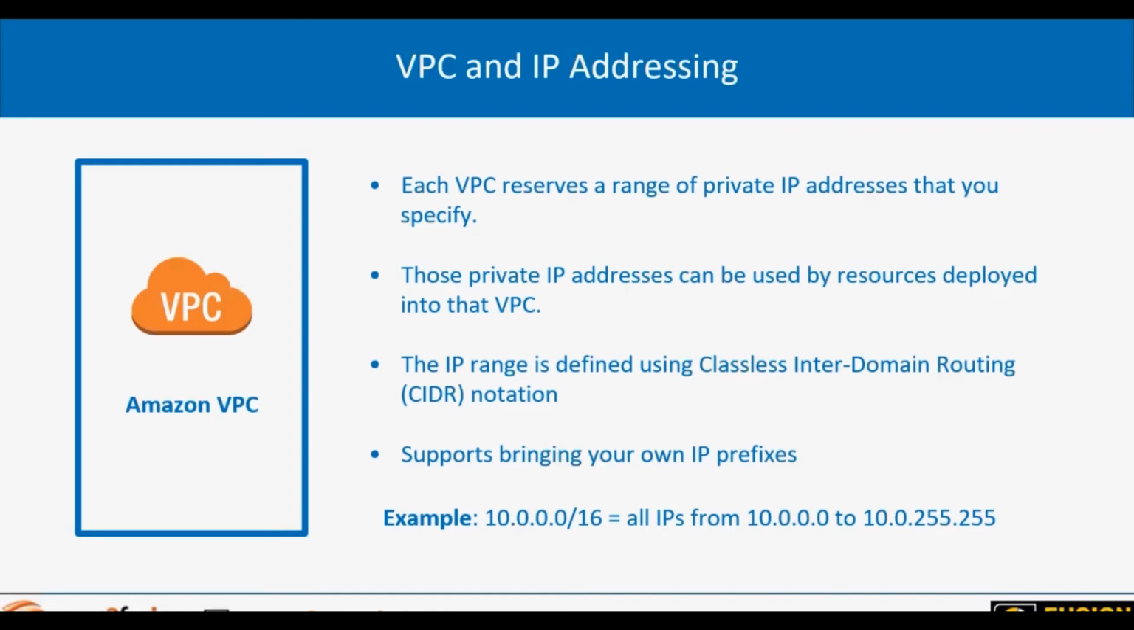So what is VPC and IP addressing? Each VPC reserves a range of private IP addresses that you specify. Before we go into that, do you know what a private IP address is and what a public IP address is? I hope you all know what IP addresses are. I don't want to go into that, but I want to know what a private IP address is and what a public IP address is. Why do we need these two types of IP addresses? Any answers?